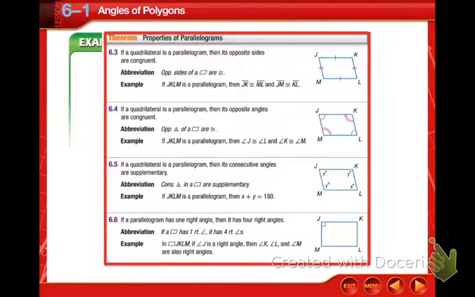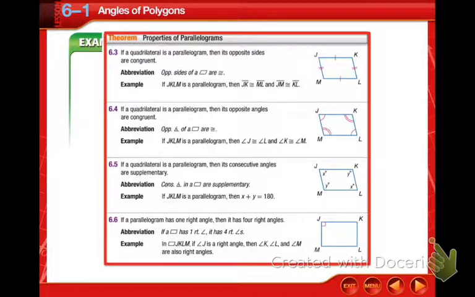Next thing. So we have some properties of parallelograms. So this is getting into our next section, 6.2. We have a few different parallelogram properties here. The first one says that if a quadrilateral is a parallelogram, then its opposite sides are congruent, which is kind of everything we already know about parallelograms. The next one, same idea. If a quadrilateral is a parallelogram, then its opposite angles are congruent. So, same idea, just with the angles.